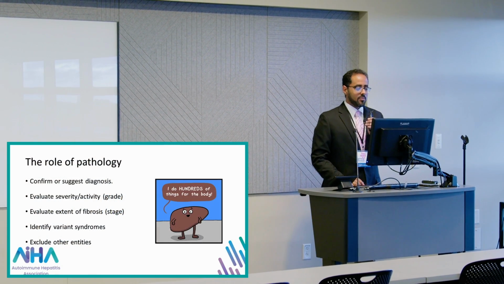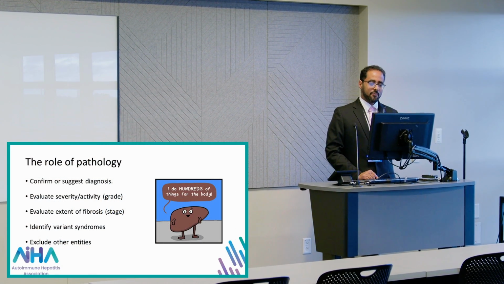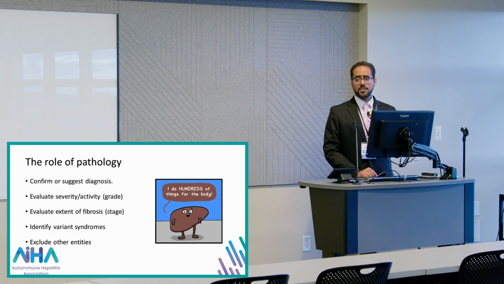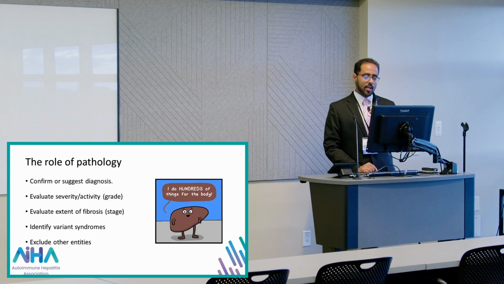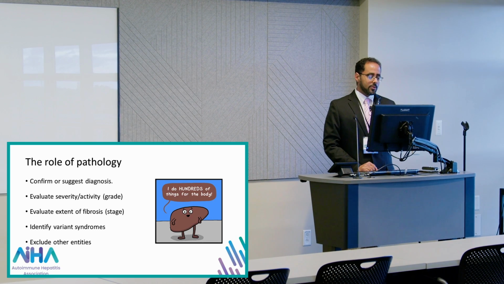Okay, so now I'm going to talk about the role of pathology. First of all, we confirm or suggest a diagnosis, and I'll talk about that. After we do that, we give an activity score and the extent of fibrosis. We help identify variant syndromes and exclude other entities. I just ran through it because I'm going to talk about it later. I don't want to talk about it now.